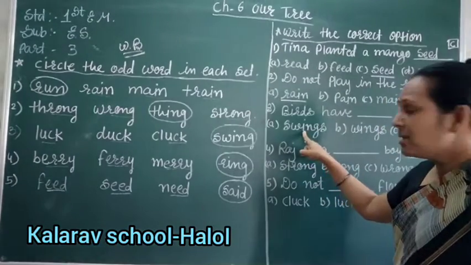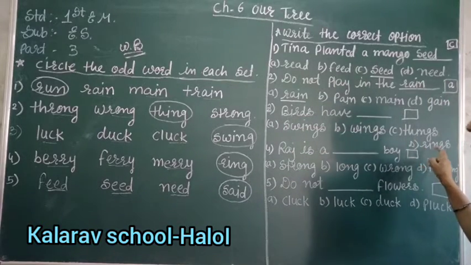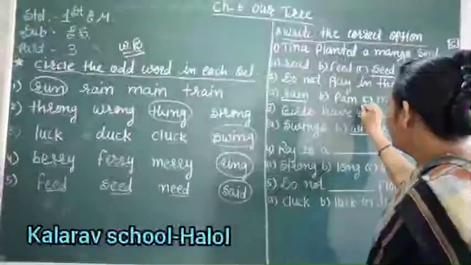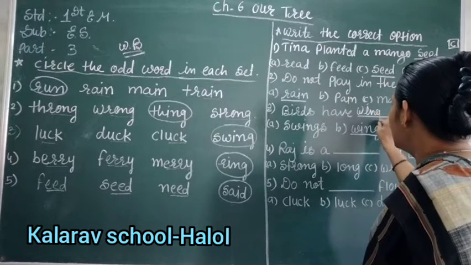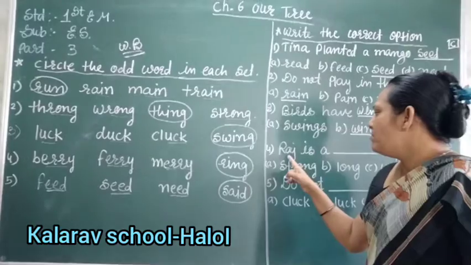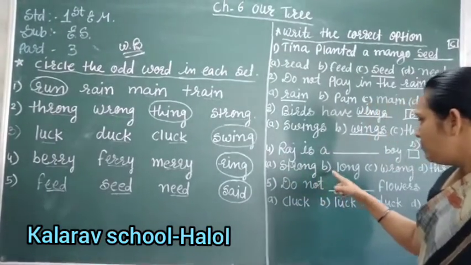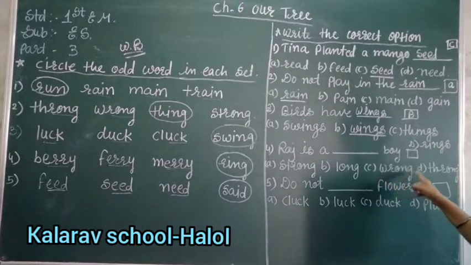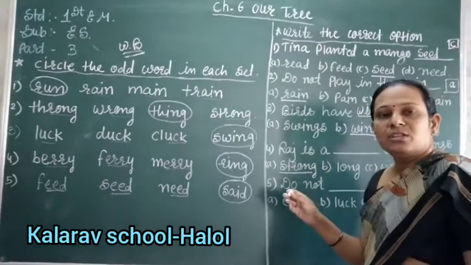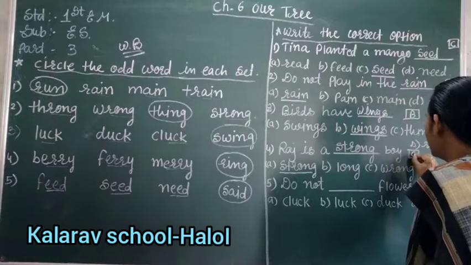Okay, now third number. Birds have blank. Birds have what? The birds have wings. That means wings and things and rings. So what do birds have? It is the wings, right? Then underline below the wings and here you have to write W-I-N-G-S, wings, and here you have to write the option B. Right? Now fourth number. Raj is a blank boy. A: strong, B: long, C: wrong. Then Raj is a very strong boy. So underline below the strong and here you have to write S-T-R-O-N-G, strong, and write in the box option A.